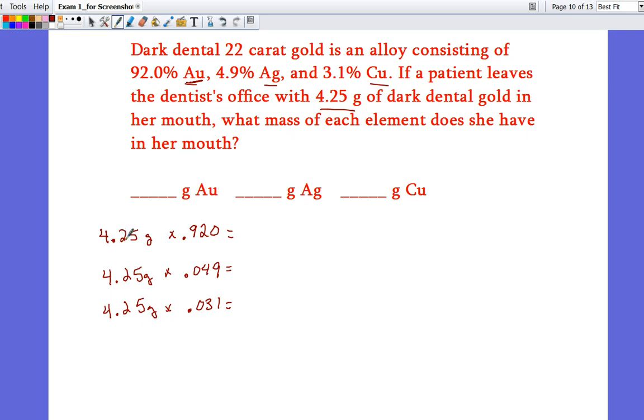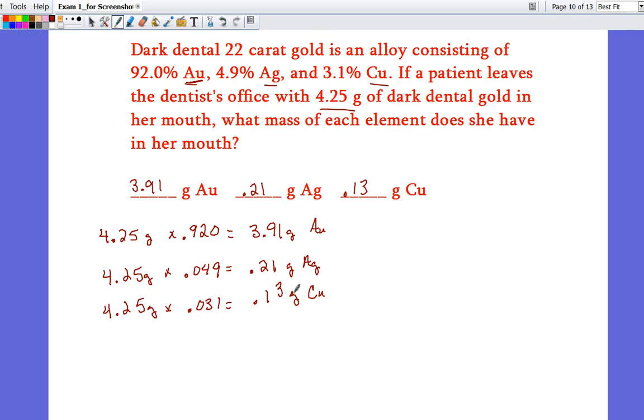So the first, you just multiply 4.25 times 0.920. Use 3 sig figs because those both have 3 sig figs. So there are 3.91 grams of gold. And then 4.25 times 0.049, this time only to 2 sig figs, so 0.21 grams of silver. And 4.25 times 0.031 gives you 0.13 grams of it being copper.